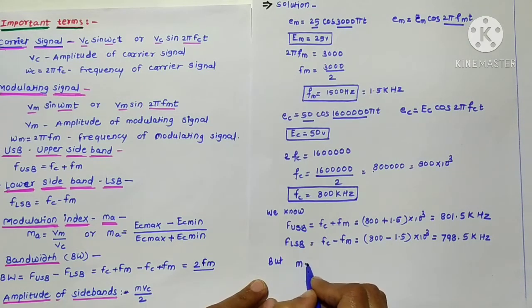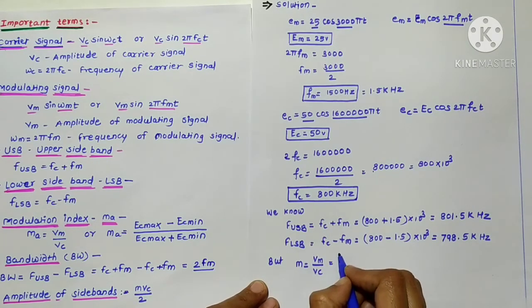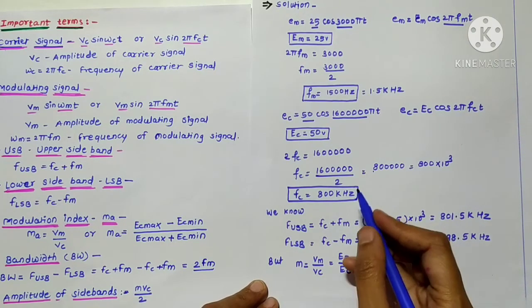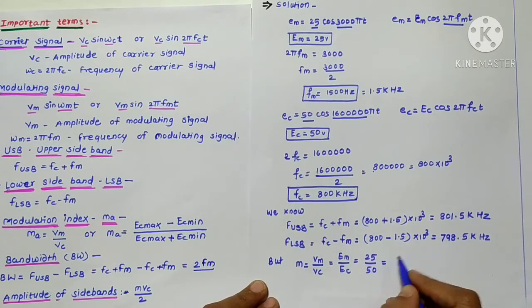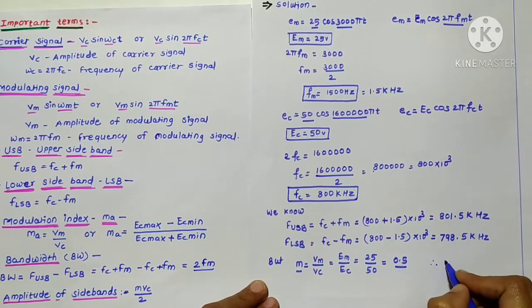M is equal to Vm upon Vc, or we'll write Em upon Ec. Okay students, you can write any term, there is no objection. Then Em is 25 and Ec is 50, so we'll get 0.5. Students, remember that this modulation index has no unit because it is a ratio. Therefore, modulation index is 0.5.